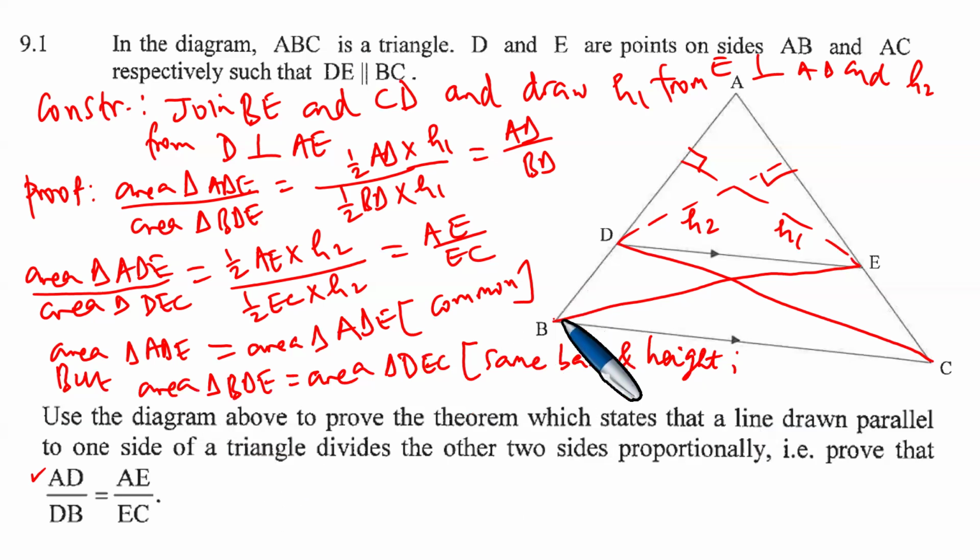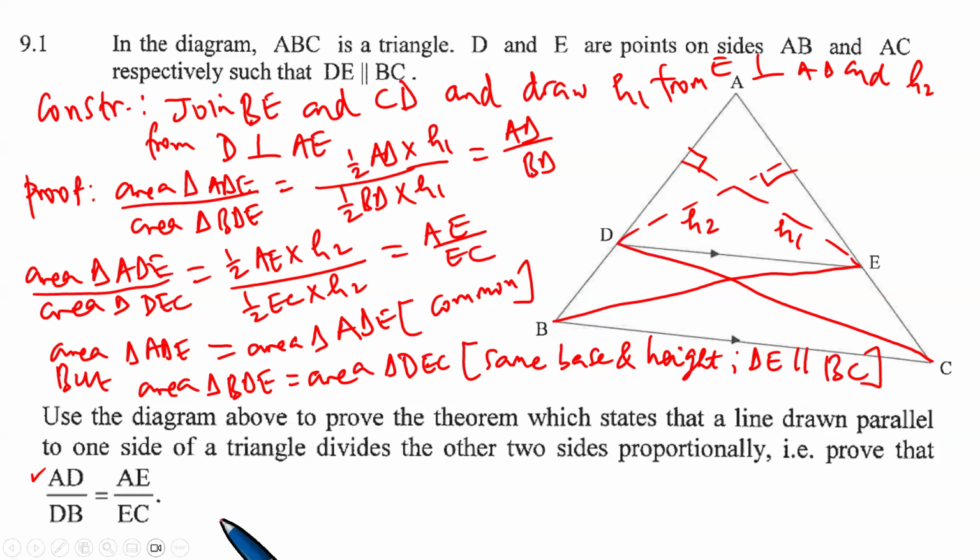Okay, the area of the triangle BDE is equal to the area of the triangle DEC, because these two triangles have the same base DE and the same height. Moreover, same base and height is because these two triangles, BDE and DEC, lie between the same parallel lines. So DE is parallel to BC, like so.